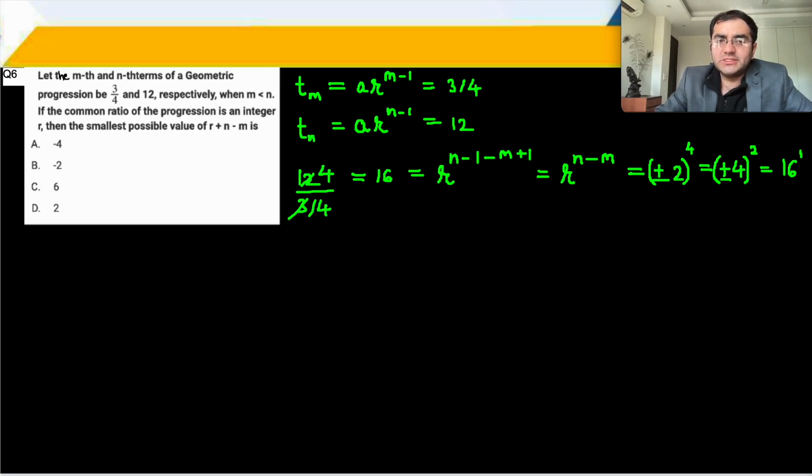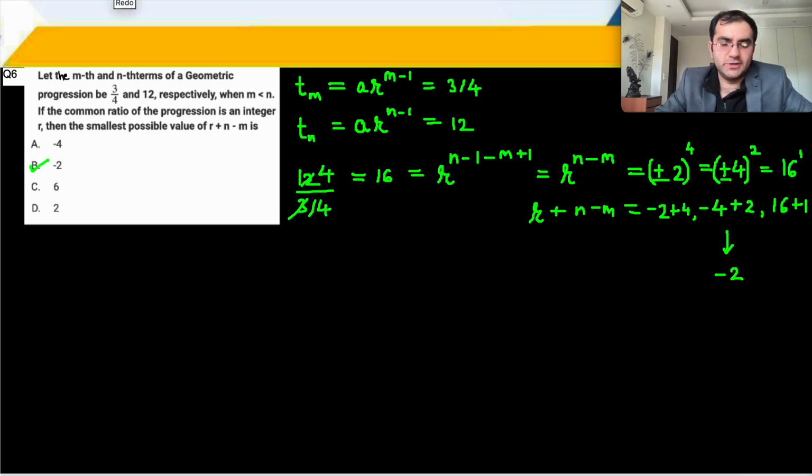I need the smallest possible value for r plus n minus m. R plus n minus m, basically add the base and the power. So obviously I will not do 2 plus 4. I will do minus 2 plus 4 because I want a smaller value. Right? So minus 2 plus 4 is 2. It is there in the options. But minus 4 plus 2 is minus 2. It is an even better answer. And over here you have 16 plus 1, 17. So minus 4 plus 2, minus 2 becomes the right answer for the smallest value for this particular question.